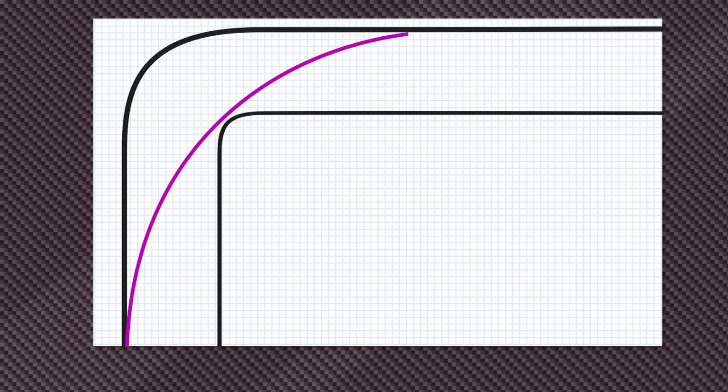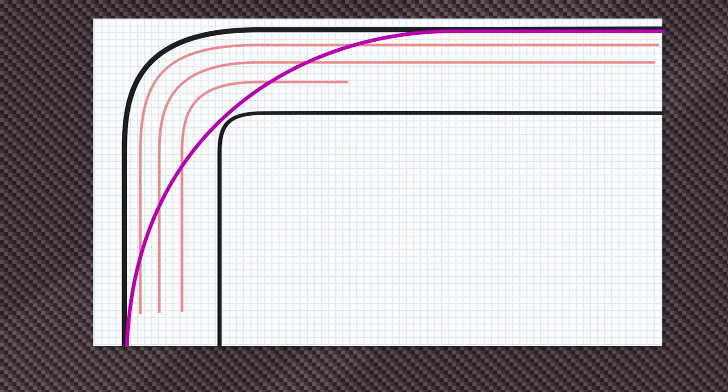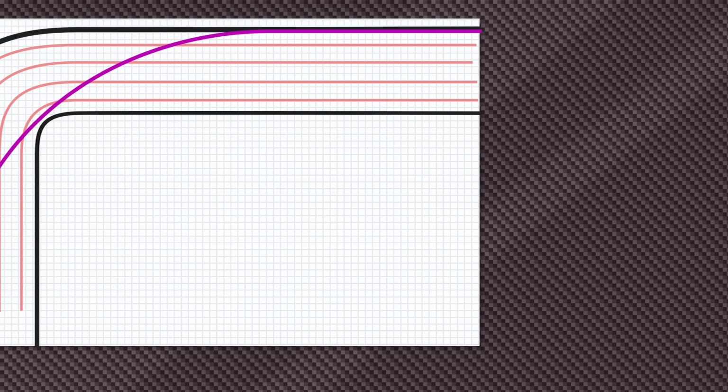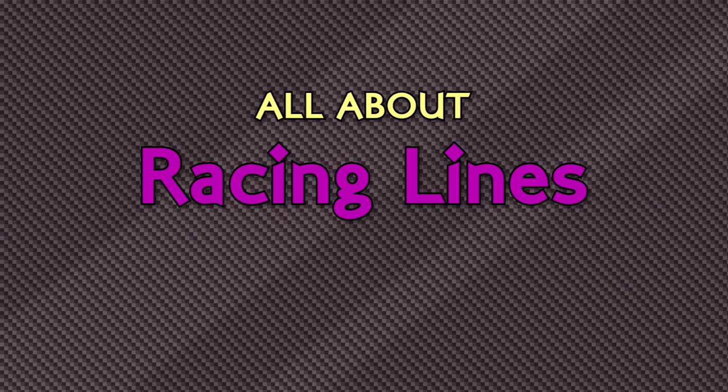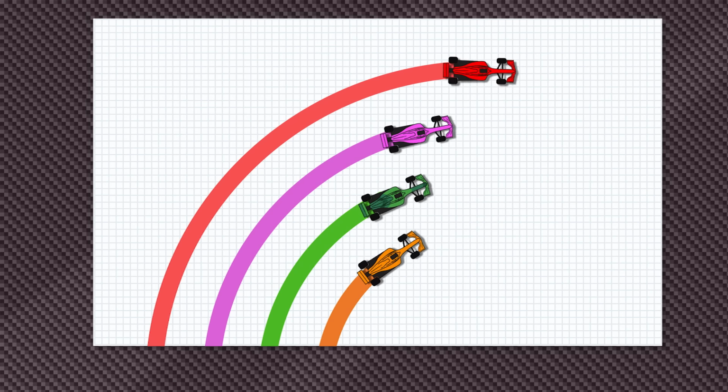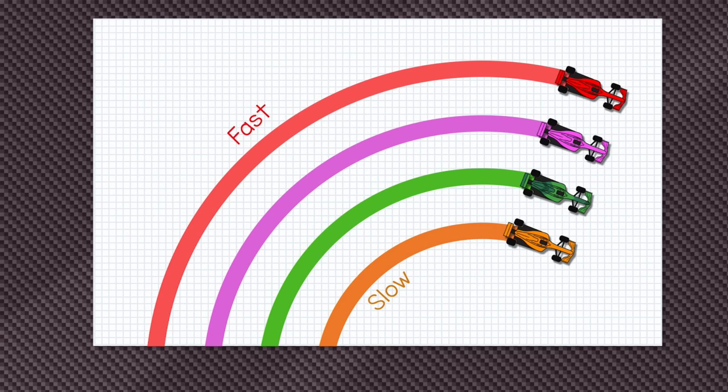Previously, when discussing corners, we covered how the racing line through a corner has a much larger radius than any path which follows the curve of the corner itself. Let's now look more closely at racing lines themselves and how they work. Something you may find intuitively obvious is that you can drive faster through a curve of larger radius than a tight curve with a very small radius.